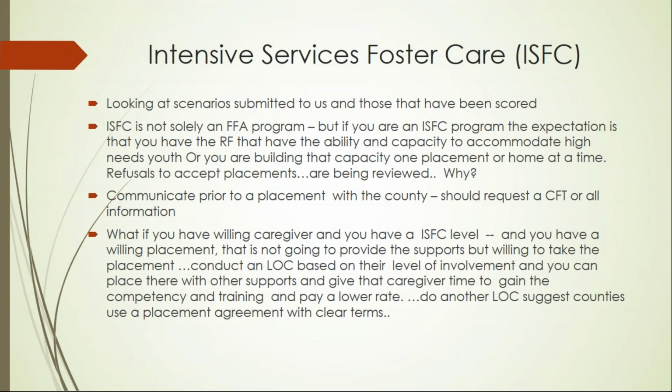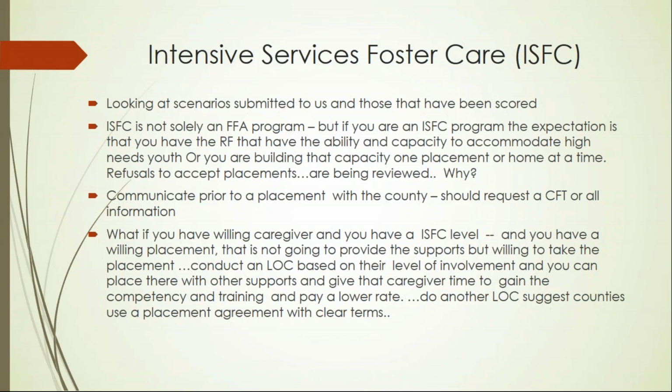So once again, I just want to reiterate that ISFC is not solely an FFA program. In counties, it's the counties' options in terms of how they want to contract with FFA programs that are doing ISFC. I know in some counties that's how they're doing ISFC, exclusively contracting with FFAs. We've seen RFPs that are going out for that service. So it's up to the counties in terms of how they want to provide those intensive services for youth and resource families that have the ability and the capacity to come forth and do that, one home at a time, as I said. So we're reviewing that, and we'll continue to work with counties and our agencies to try to bridge those gaps.